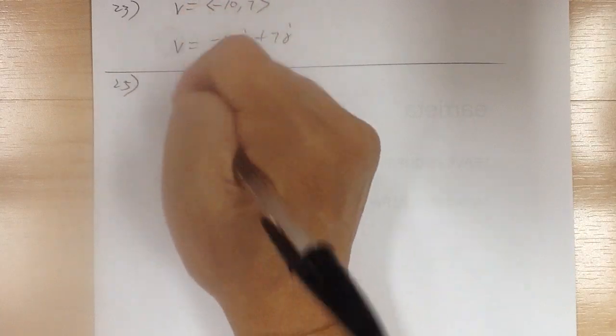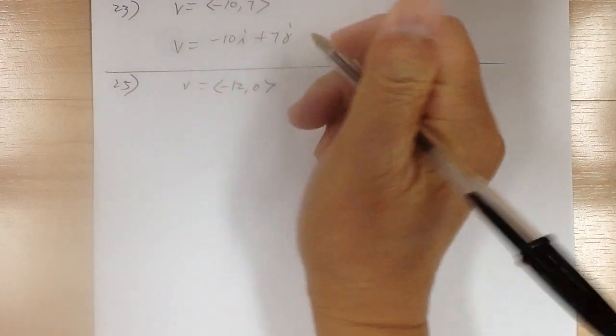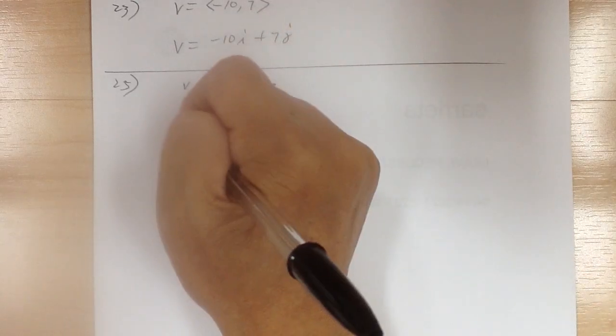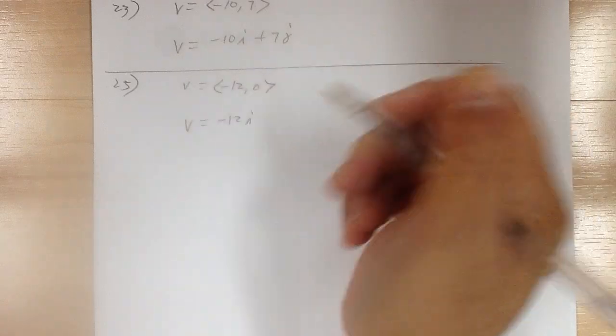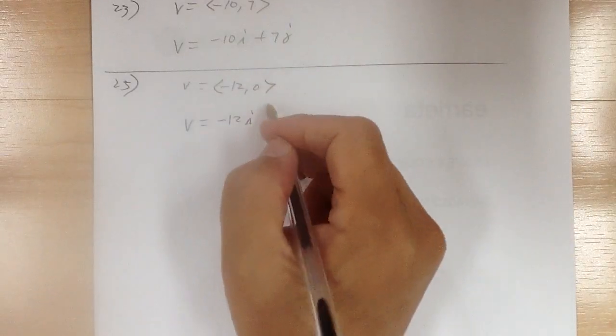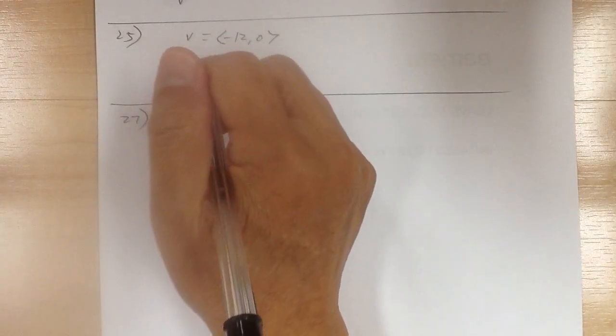Okay, 25, you've got v equal to negative 12, 0. So v would be equal to negative 12i, and that's it, since you don't need to write plus 0j.